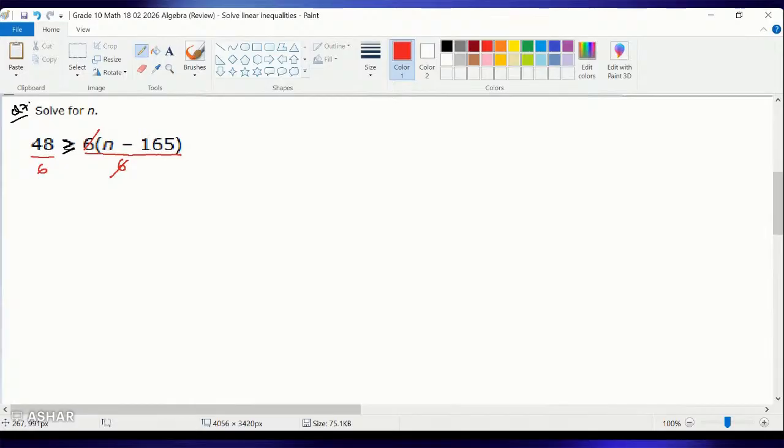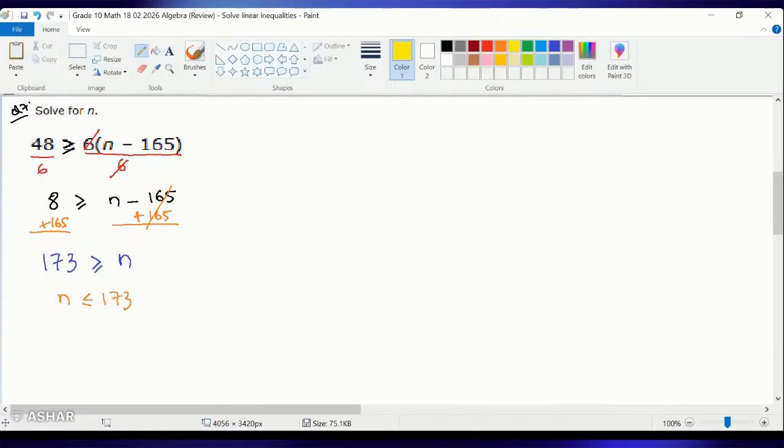So we can write 8 is greater than or equal to n - 165. We can add 165 on either side to cancel out the 165 on the left-hand side. So 8 plus 165 would be 173. So we can write 173 is greater than or equal to n, right? Can I write the same inequality as n is less than or equal to 173?